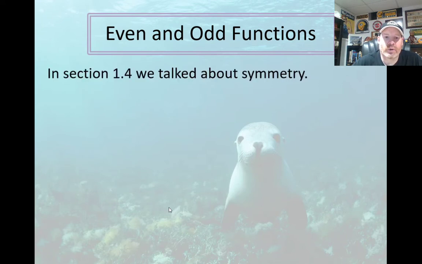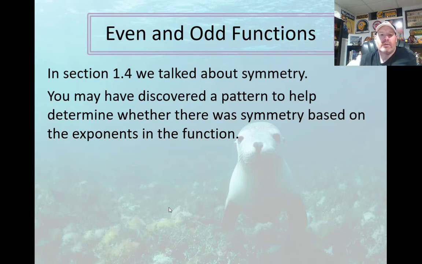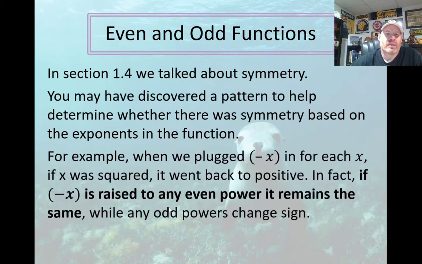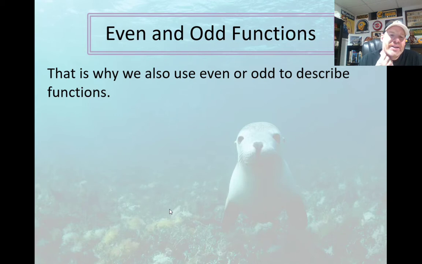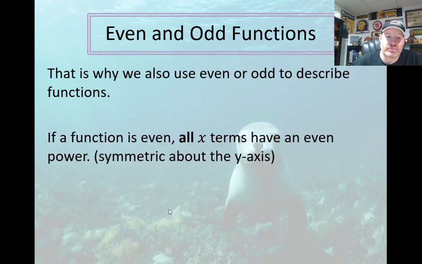In section 1.4 we talked about symmetry, and the pattern was that whenever you plugged in a negative x, if it was squared, it reverted back to what it originally was. In fact, if you raise it to any even power, it's going to remain the same. Even powers result in an even function. That's why I use even or odd to describe functions, because we know now that an even function is symmetric about the y-axis and an odd function is symmetric about the origin.